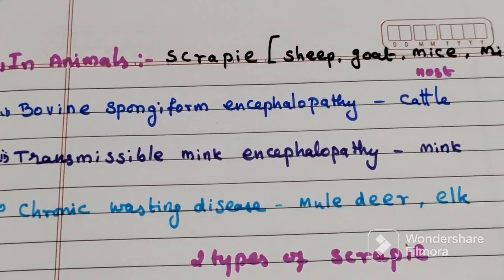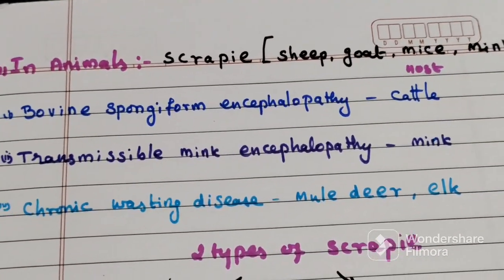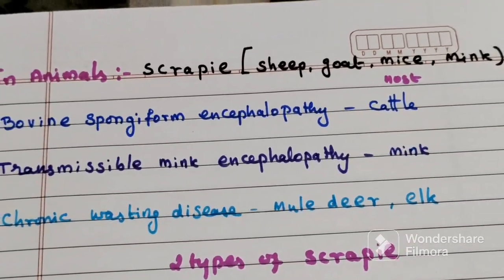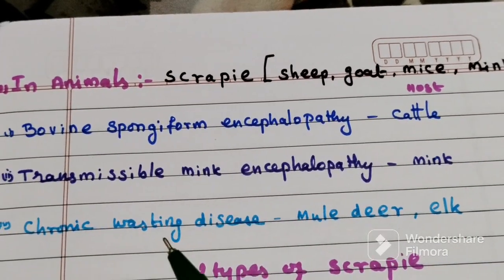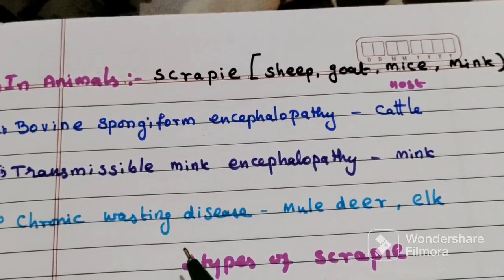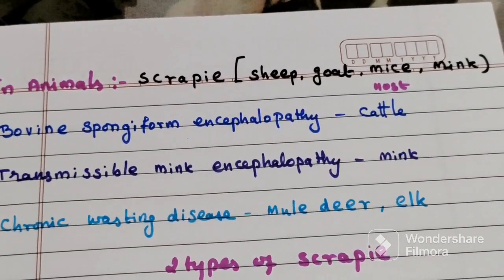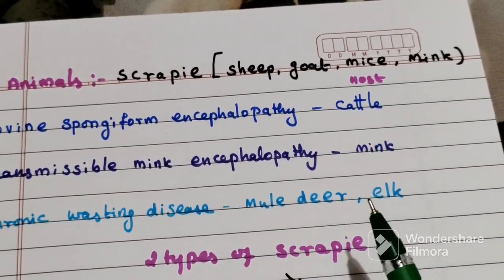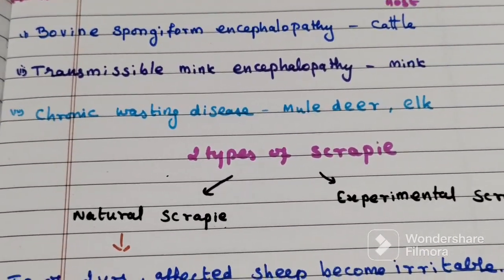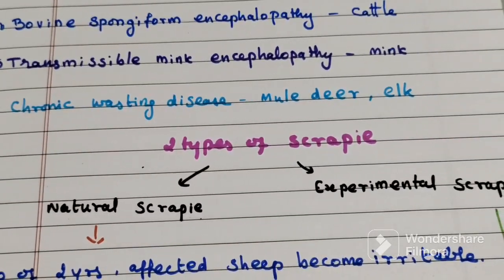In animals, there is Scrapie, in sheep, goat, mice and mink. Bovine spongiform encephalopathy, the host is cattle. Transmissible mink encephalopathy, host mink. Chronic wasting disease, host mule deer and elk.